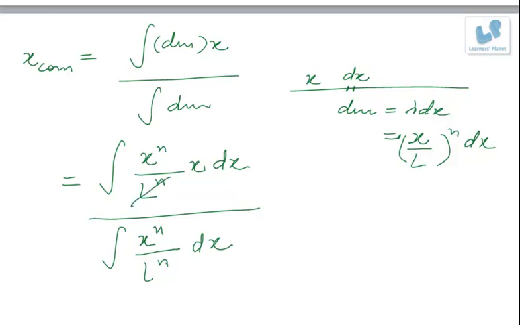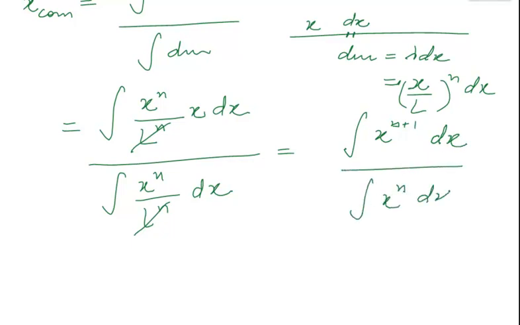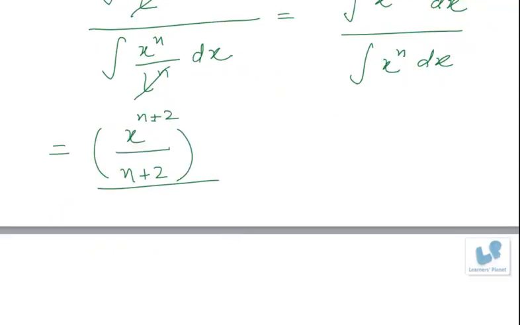So if we take L to the power n common, which is a constant, they will cancel out each other, and the remaining expression would be integral of x to the power n times x, which is x to the power n plus 1 dx, and the denominator will become integral of x to the power n dx. Okay, now this will be equal to x to the power n plus 2 divided by n plus 2, and the denominator will be x to the power n plus 1 divided by n plus 1. This can be written as x times n plus 1 divided by n plus 2.